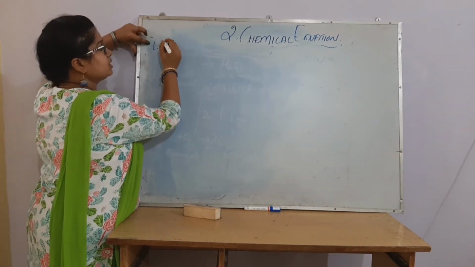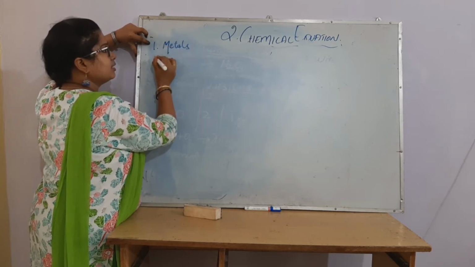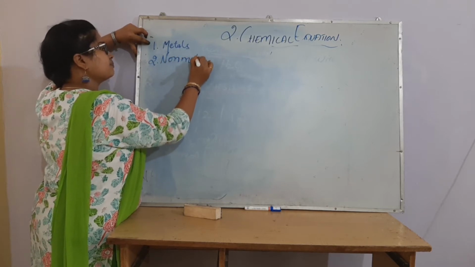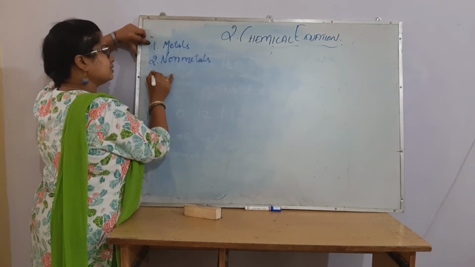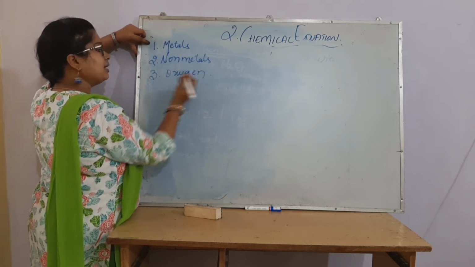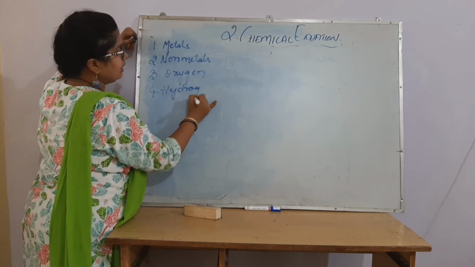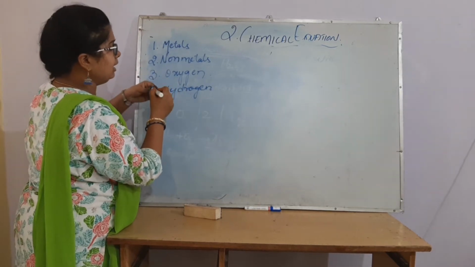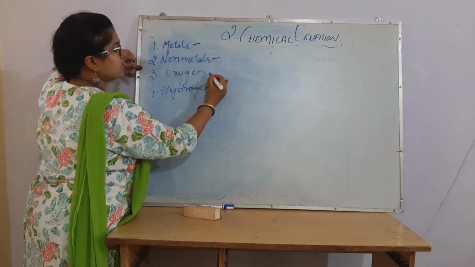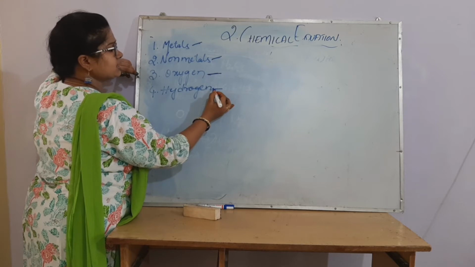First, you need to follow some sequence. You need to first balance metals. Next, you need to balance non-metals. Next, if any oxygens are there, you are supposed to balance oxygens. If any hydrogens are there, you need to balance the hydrogens. So what you need to do first? Metals, non-metals, oxygens, hydrogens.